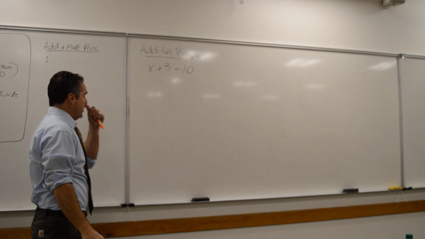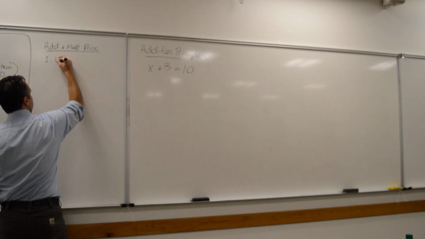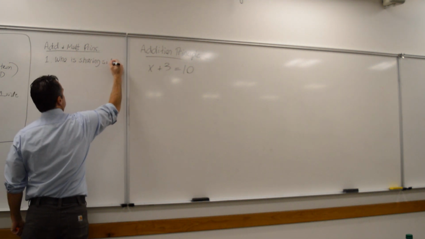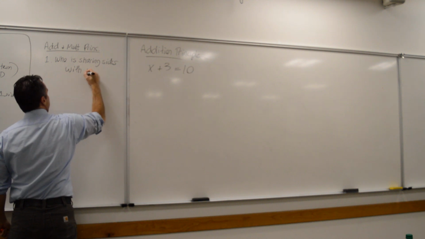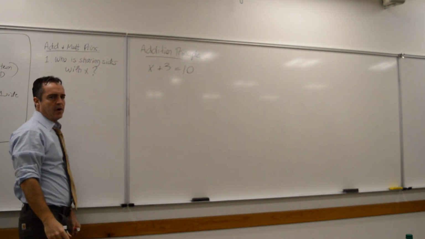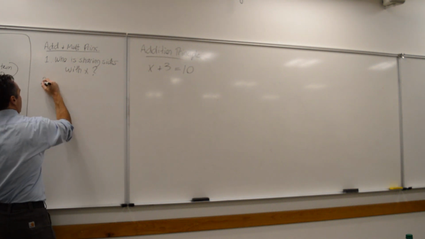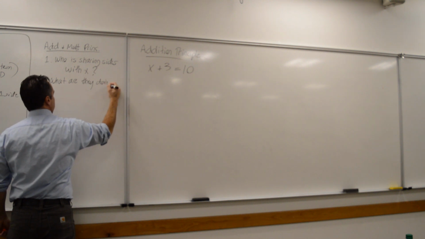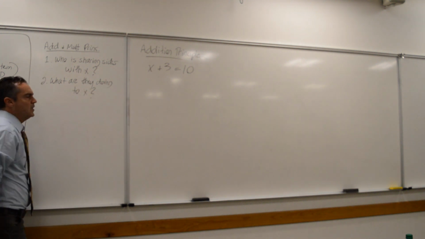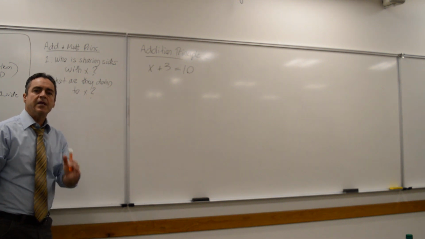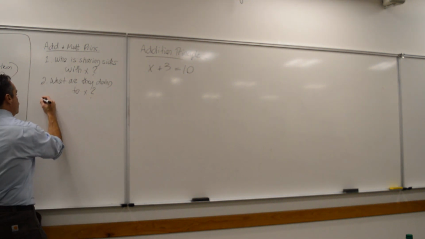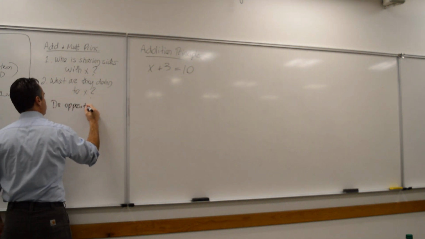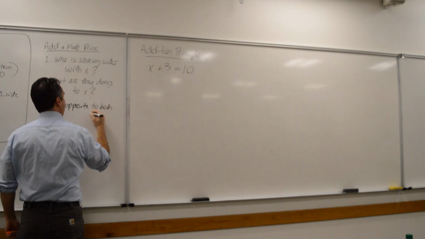But we're going to learn in algebra, the first thing we're going to do is we're going to ask, who is sharing sides with x? Okay? Who's sharing sides with the variable? That's right, 3 is. Our second question, what are they doing to x? Okay? So what is 3 doing to x? It's being added. Okay, very good. You are now going to do the opposite to both sides. Do the opposite of addition to both sides of the equation.